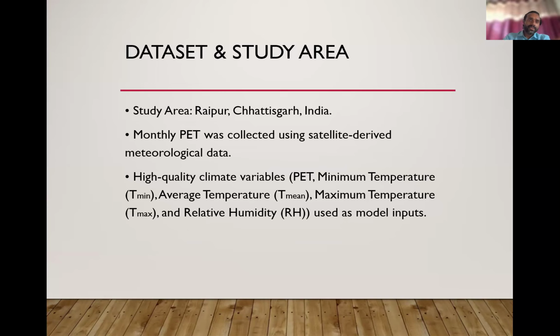Our dataset description: the study area we have focused on is the Raipur, Chhattisgarh area, and monthly potential evapotranspiration was collected using satellite-driven meteorological data. In the dataset, the variables are PET, maximum temperature, average temperature, minimum temperature, and relative humidity, which are used in the models.